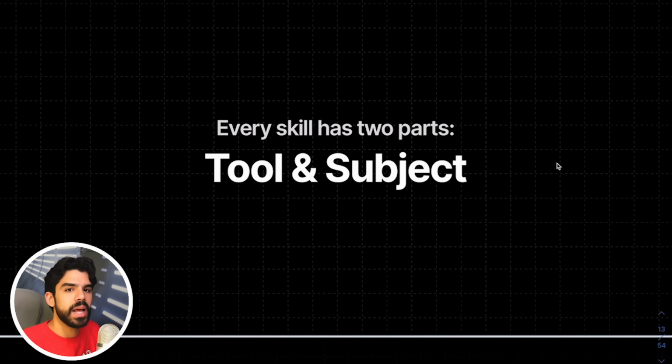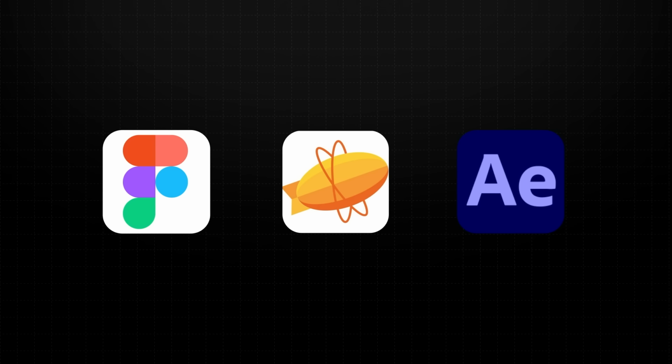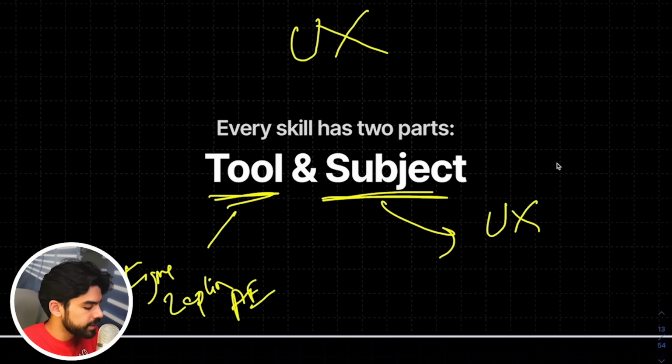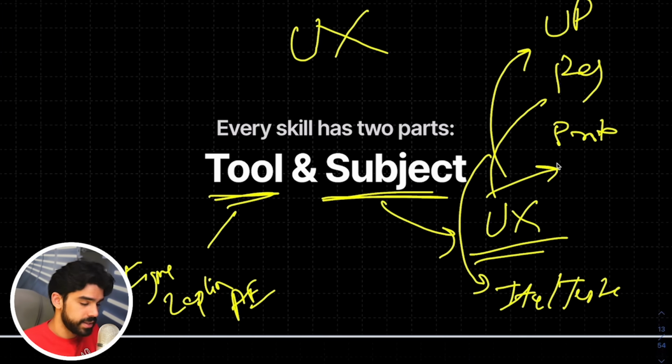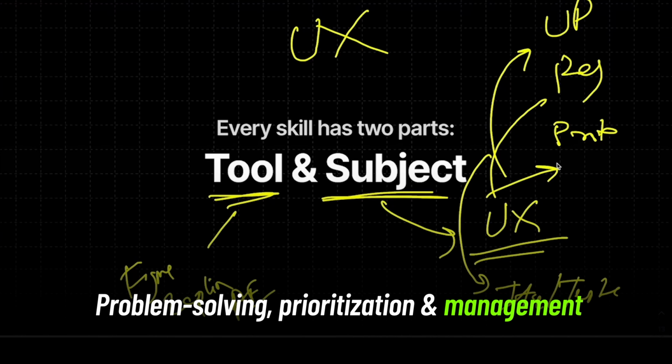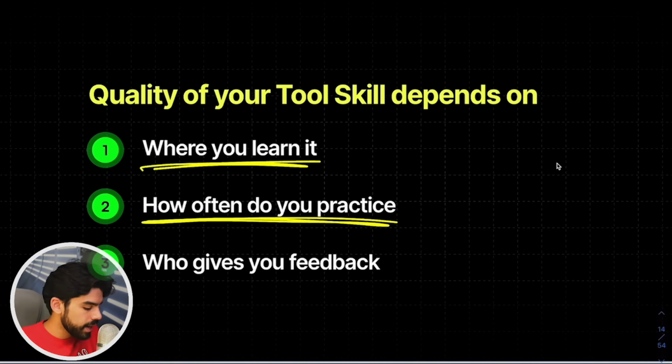Now, every skill has 2 parts. You have a tool and then you have the subject. If you look at UX, the tool might be Figma, Zeppelin, and then Adobe After Effects. When we talk about the subject, it is user experience in general, it is prototyping, it is research, it is user persona, it is probably iteration and testing, all of these things, right? And problem solving and prioritization and management and a lot of other stuff. Now, the quality of your tool skill, specifically when it comes to Figma, depends on where you learn it, how often you practice what you are learning, and who gives you feedback.